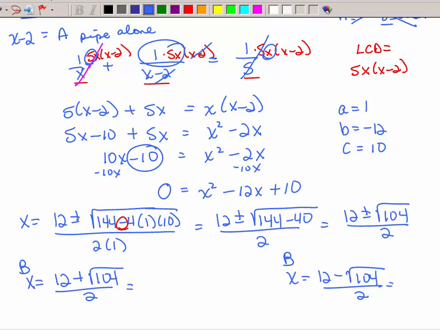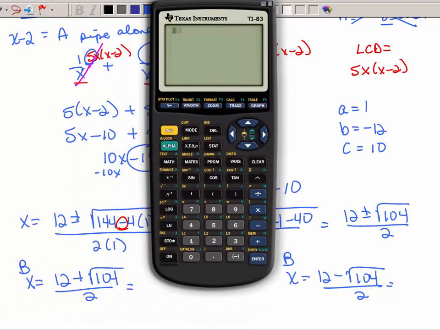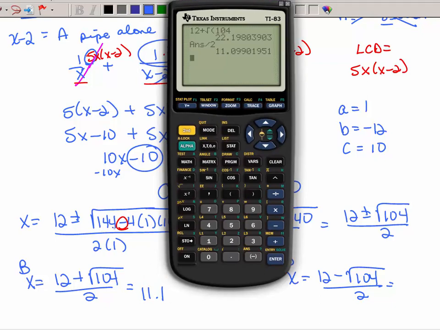So let's see what happens when we punch those into the calculator. So I'm going to have 12 plus square root of 104, enter or equals, and divide by 2. So this pipe is about, let's call that 11.1. Now let's do the other one. It might not be negative. Let's see, we have 12 minus the square root of 104 and then divide by 2. Now that's positive and it's about 0.9.